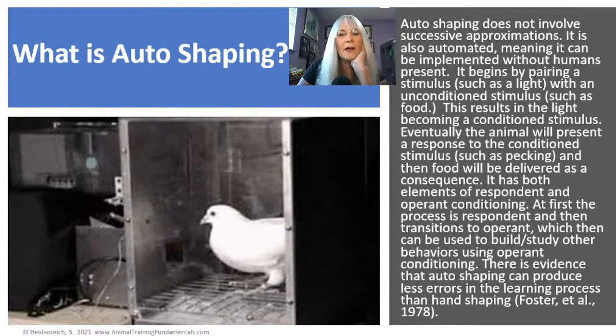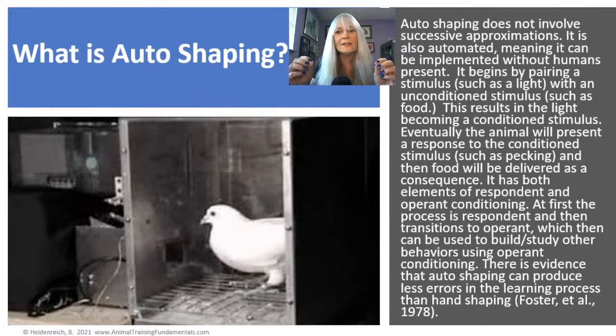And so the way auto shaping works is that, auto is sort of for automatic, right? What happens is we don't have to have a person involved who's making a decision about, okay, I'm going to reinforce this action, and now I'm going to reinforce that action and this little approximation. What really happens is respondent conditioning in the beginning.